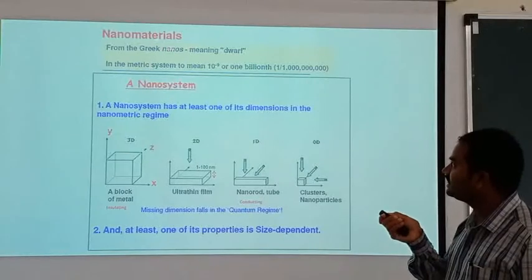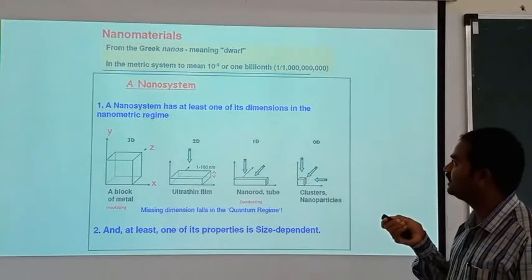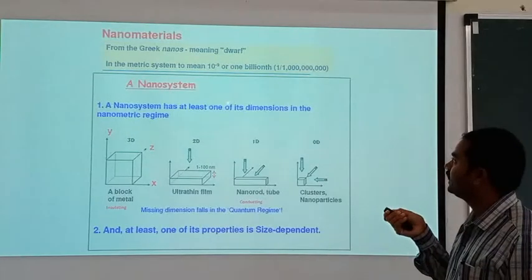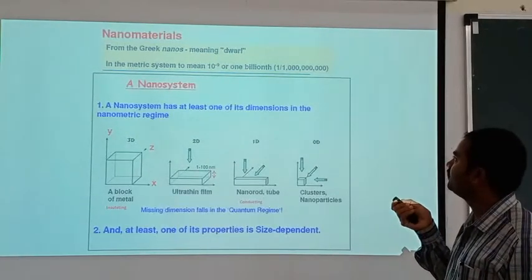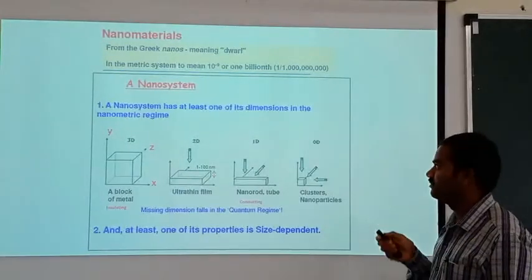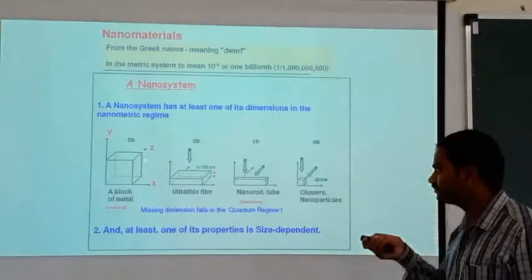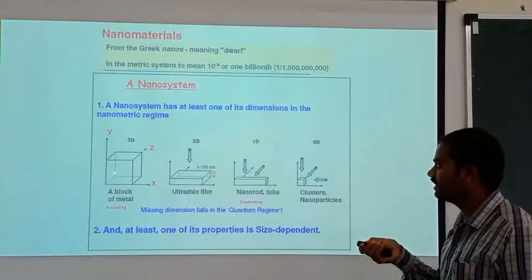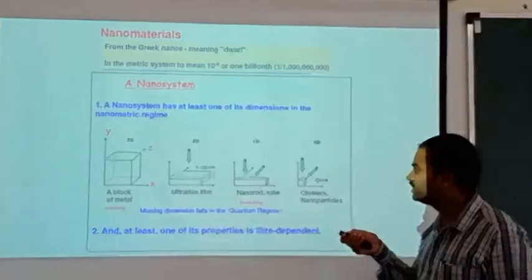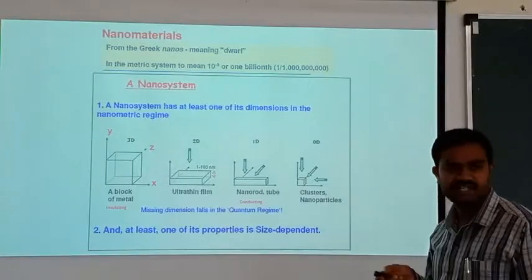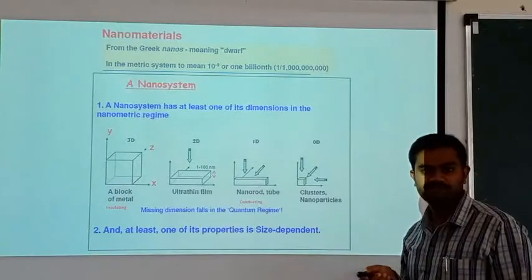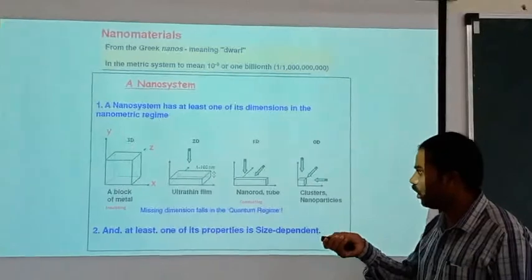Now, here we have seen what is nano: the term nano relates to 10 raised to minus 9, or one billionth. So 1 nanometer is equal to 10 raised to minus 9 meter. Now, what is a nano system? Suppose we consider a block of metal, a 3D box having the 3 coordinates x, y, and z as its dimensions. Basically it's an insulating metal box.